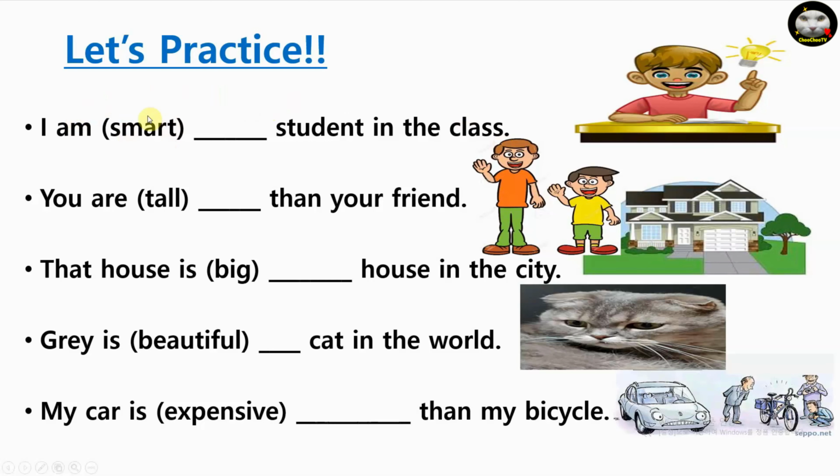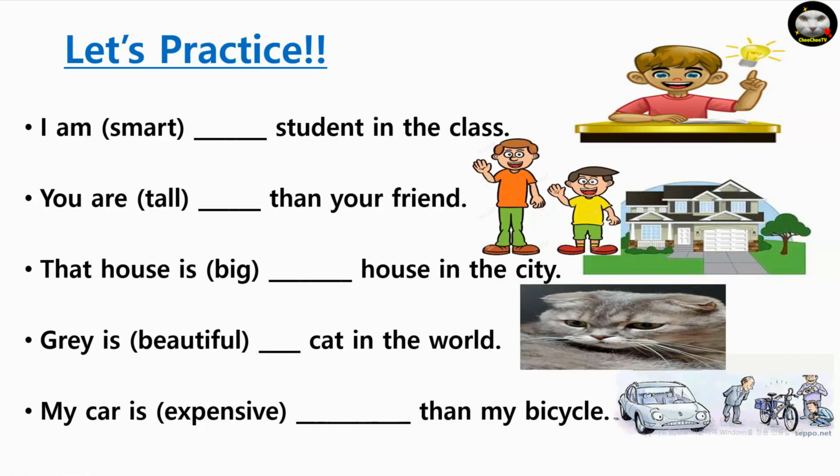I am, and here's our adjective, smart student in the class. So what we have to do first is decide, is this a comparative or superlative sentence? So we look at the sentence first. I am, so one person, student in the class. Well, there are many students in a class, so remember, context is important. So this is a superlative sentence. It's one student to many students.